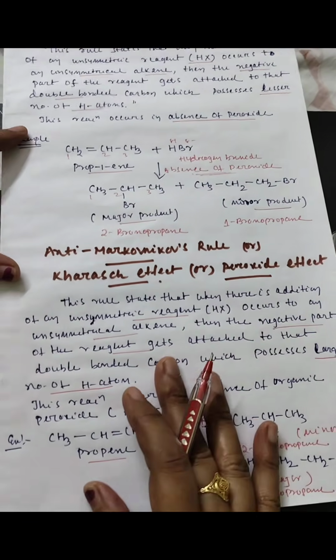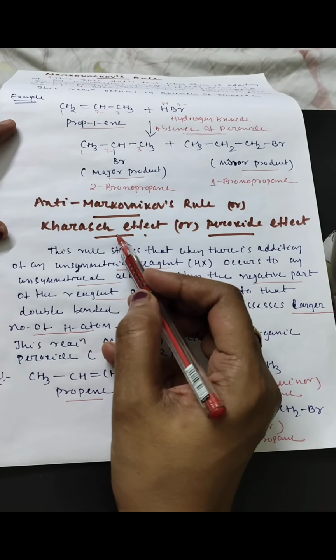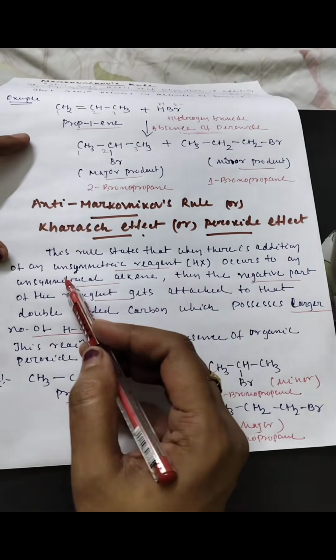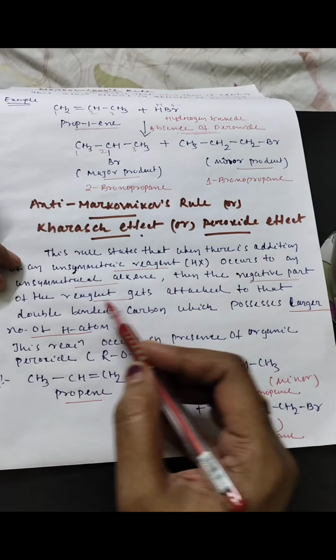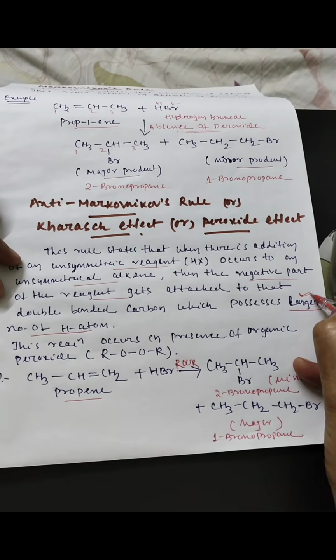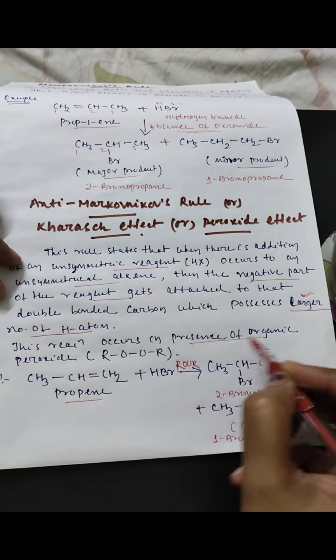Okay. Now, what is anti-Markovnikov's rule? Anti-Markovnikov's rule is otherwise known as Kharasch effect or peroxide effect. This rule states that when the addition of an unsymmetrical reagent occurs to an unsymmetrical alkene, then the negative part of the reagent gets attached to the double bonded carbon which possesses the larger number of hydrogen atoms, just the opposite of Markovnikov's rule. And this reaction occurs in the presence of organic peroxide.